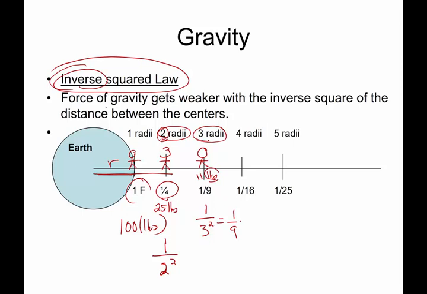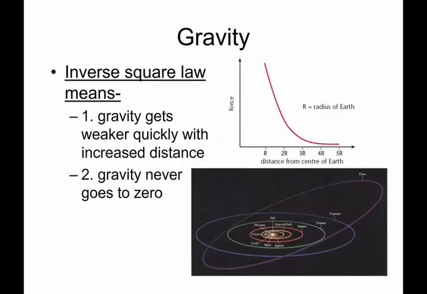So aside from the numbers, what does this mean? It means that force of gravity gets weaker really, really quickly with an increase of distance. If you get just a little bit further away, gravity goes from being very, very strong to much weaker very, very quickly as you get further and further away.